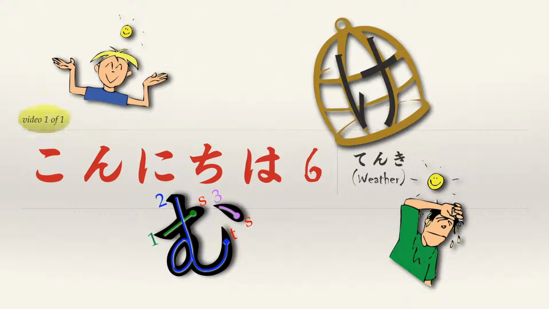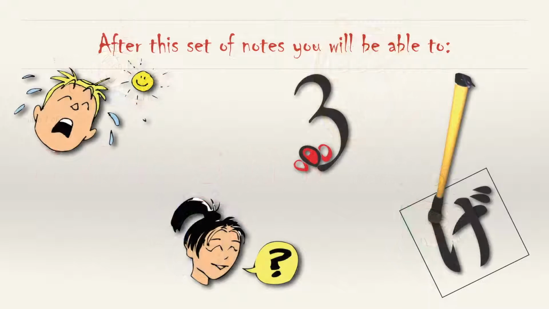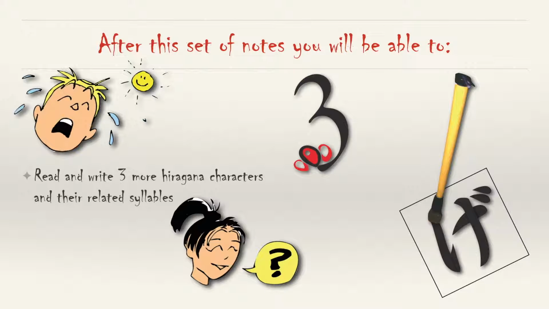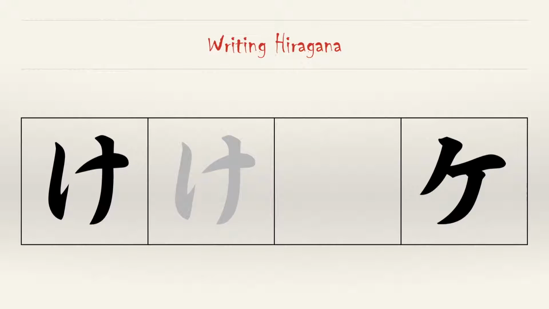In our only video of today's lesson, you'll be introduced to hiragana that you will need to talk about the weather and exchange pleasantries. After this set of notes, you will be able to read and write 3 more hiragana characters and their related syllable. Just one. Our first character today is ke.